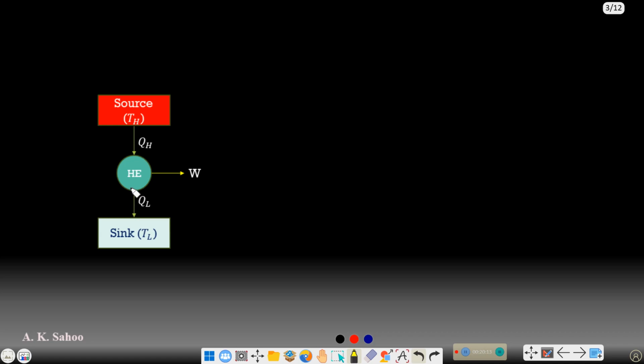If we are having any engine, that means any power producing device, then we should take heat from any source and we should reject some heat to any sink. Then only can I get some amount of work as output. So this is the necessary condition. I must take heat from any source and reject some amount of energy to any sink. Then only can I get some amount of work as output.